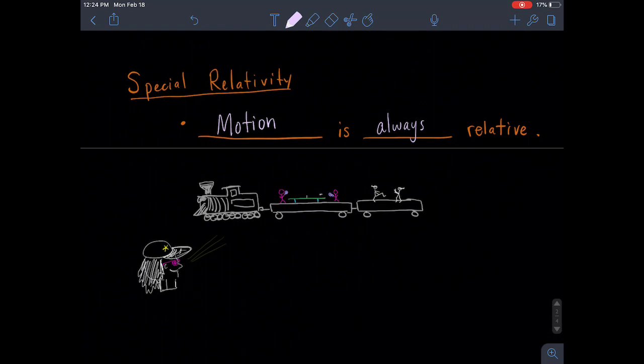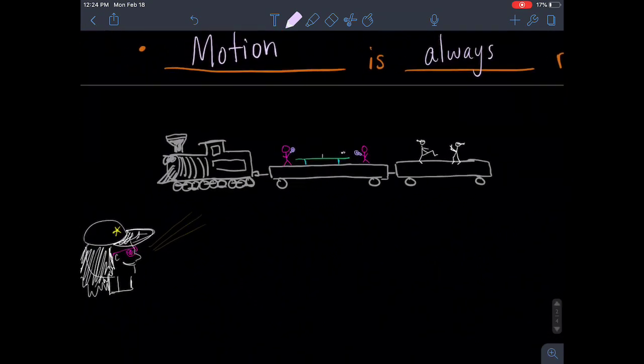Are you moving in relation to the universe or the sun? Yes, you are moving. You are currently being hurtled around the sun while the earth is on its orbit around the sun. So we are moving, but it depends on your perspective and your frame of reference. So let's take a look here on this train.